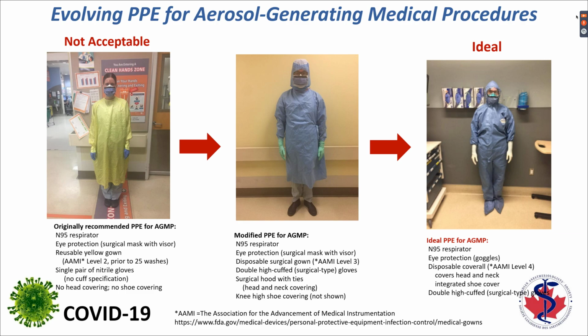Key things related to the coveralls: one is getting that hood off, and the person's got to basically roll the hood up as they're helping get it off the back of your head. Typically we've got a safety officer wearing contact droplet precautions, and they will help you get that hood off and keep it from brushing against the back of your neck.